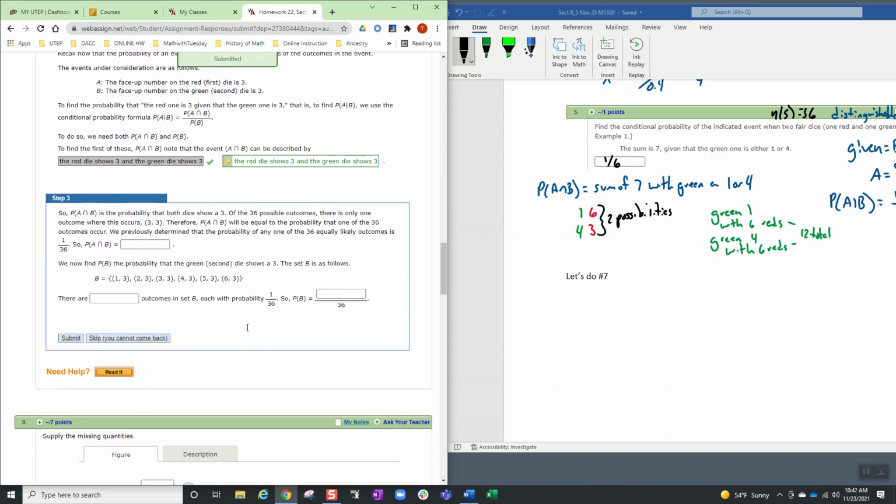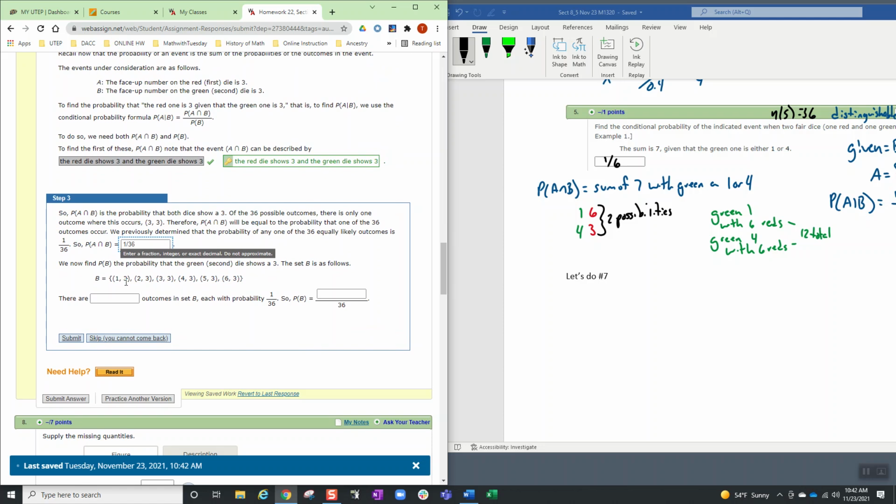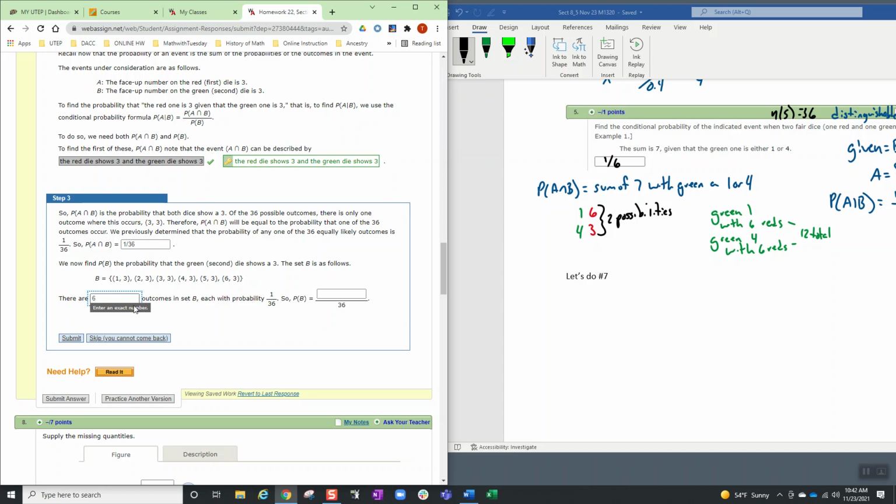So fantastic. In order to do that, we know that out of the 36 possible outcomes we're looking at, there's only one where this occurs. That's 3/3. So the probability of A intersect B is 1/36 because there's only one possibility. However, we now find the probability of B, that the green or second die shows a 3. So the second die showing a 3, the first die could be 1, 2, 3, 4, 5, or 6. There are 6 outcomes, each with a probability of 1 over 36. And if I add 1 to itself 6 times, we get 6 over 36.